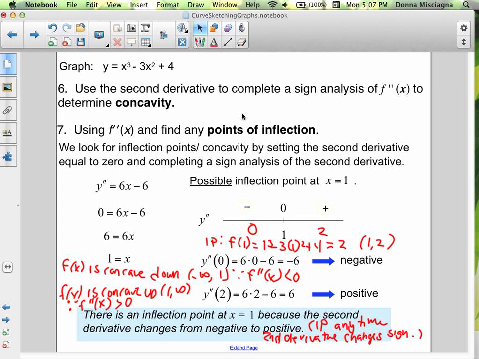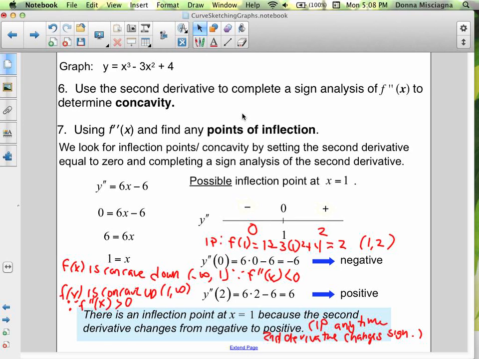Use the second derivative test to complete a sign analysis of f double prime of x to determine concavity. I did this on the other page. We set f double prime of x equal to 0 and solve for x, so x was 1. You can plug in values on either side of 1, like 0 and 2. If you plug in 0, you get -6. If you plug in 2, you get 6. Those were the values we set on the other page.